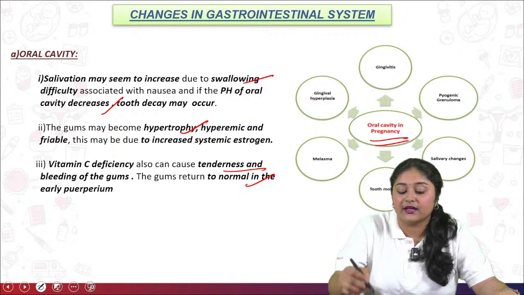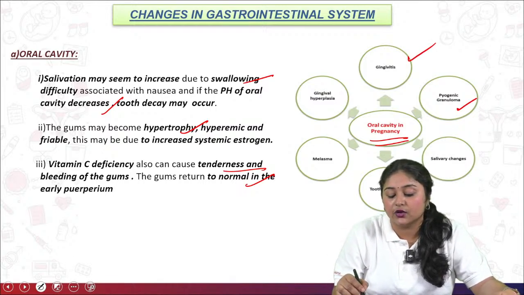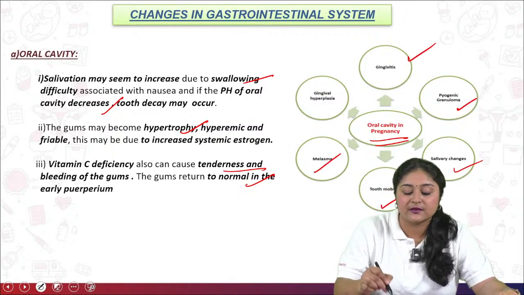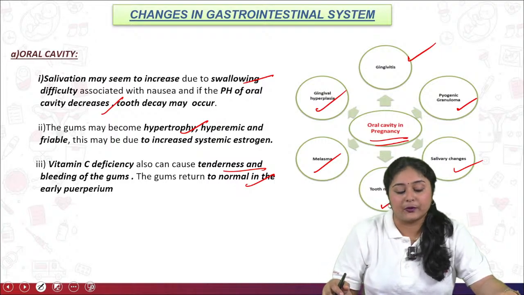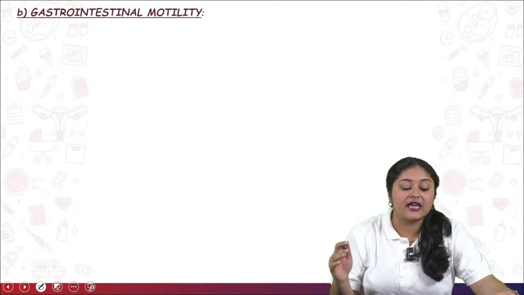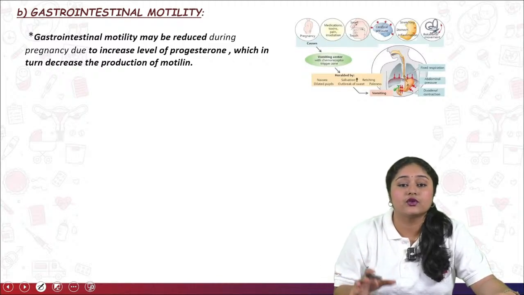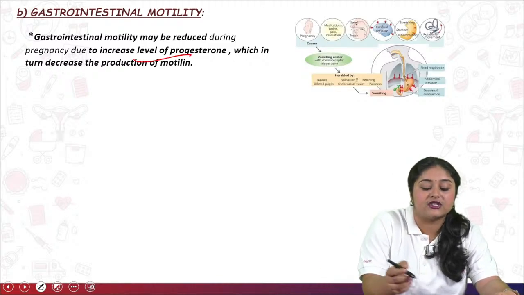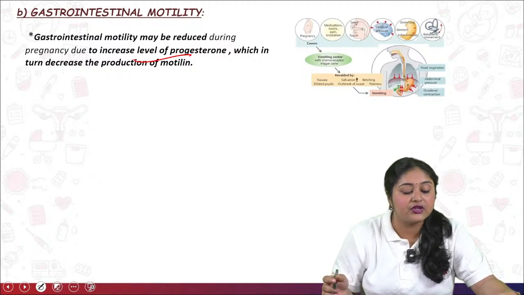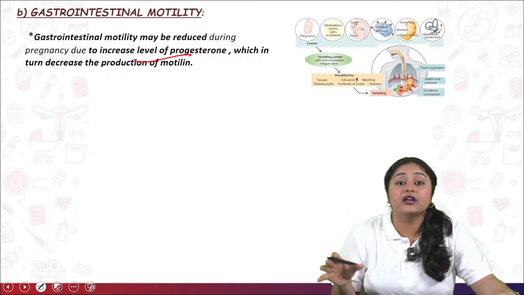So what are the complications? Gingivitis, pyogenic granuloma, salivary changes, tooth mobility, melasma and gingival hyperplasia. Now come to gastrointestinal motility. Gastrointestinal motility starts to reduce during pregnancy due to the increased level of progesterone, which decreases the production of motilin.